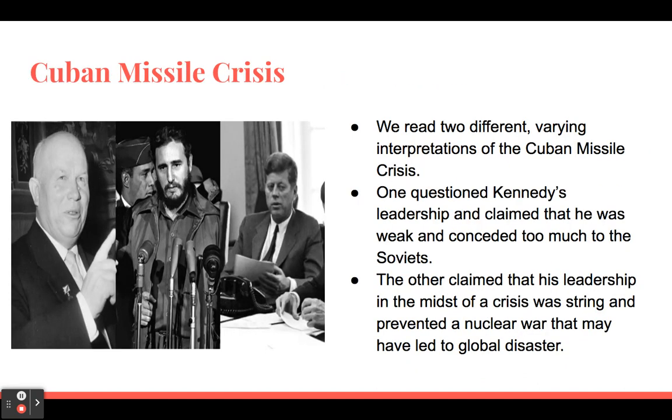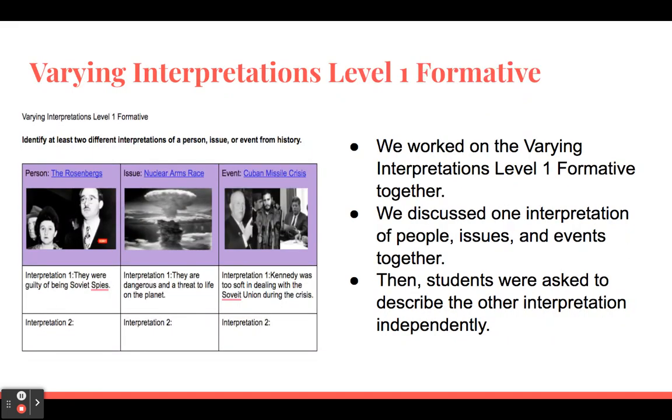Then we talked about the Cuban Missile Crisis. Again, that was the event. The Rosenbergs were the people, nuclear power was the issue, and the Cuban Missile Crisis was the event. We read two different varying interpretations of the crisis. One questioned Kennedy's leadership and claimed that he was weak and conceded too much to the Soviets. The other claimed that his leadership in the midst of a crisis was strong and prevented a nuclear war that may have led to global disaster.